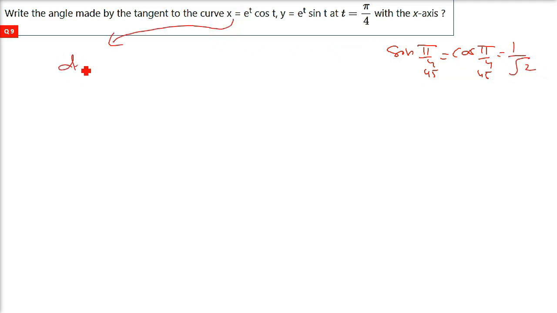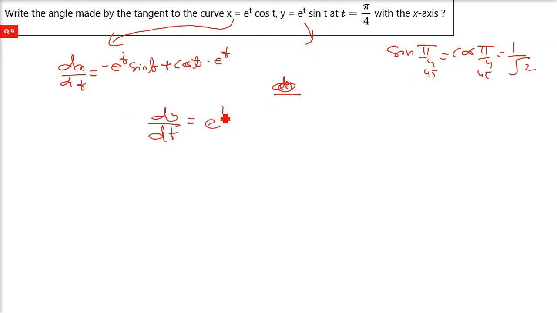So let us take dx by dt. So I am using the product rule. So e raised t cos t will be e raised t times minus sin t plus cos t, e raised t is e raised t. Now let us find out dy by dt, because I am going to divide it directly. Again I am using the product rule. e raised t cos t, then sin t will remain like that. e raised t will be e raised t only.